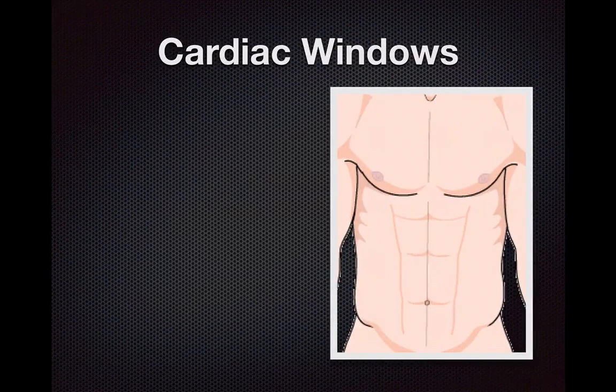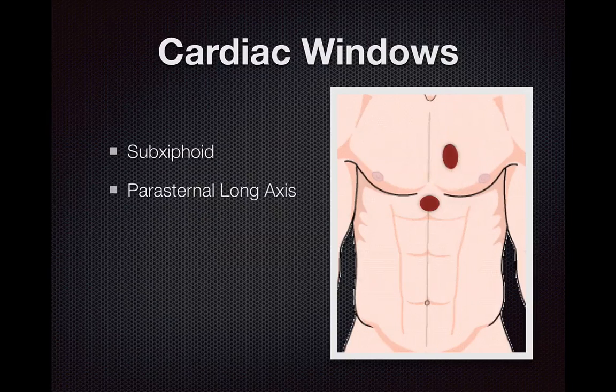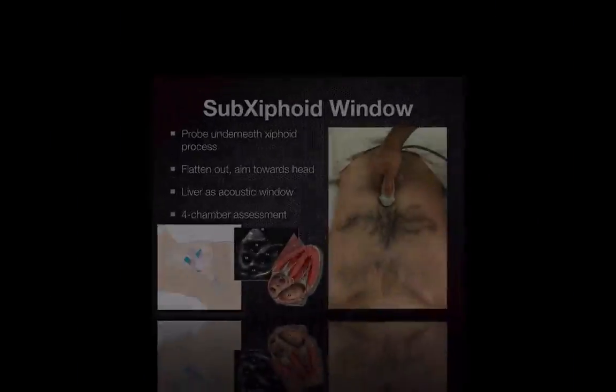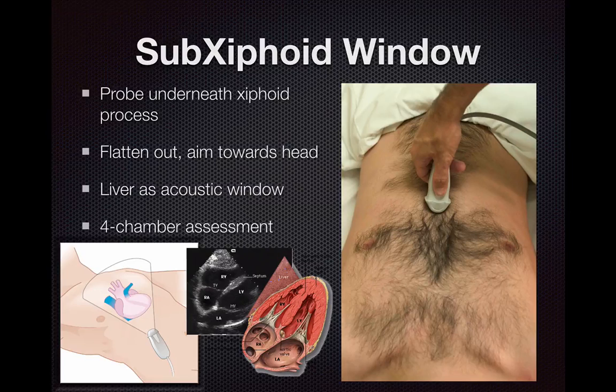So let's talk about the cardiac windows that we use. First is the SubXiphoid, the Parasternal Long axis view, and the Parasternal Short, and finally the Apical 4-chamber. So for the SubXiphoid window, you're going to place the probe underneath the xiphoid process, and then you're really going to flatten the probe out and aim it up toward the patient's head or toward their chin.